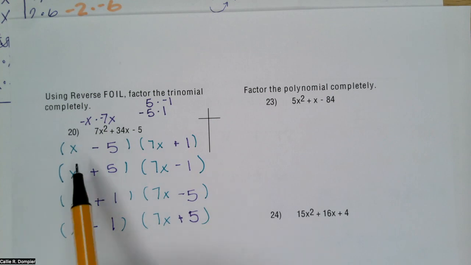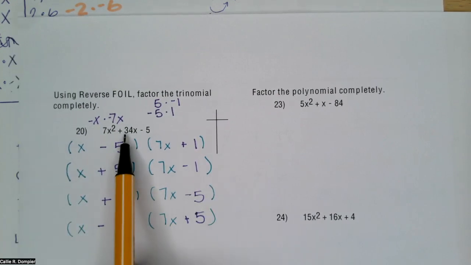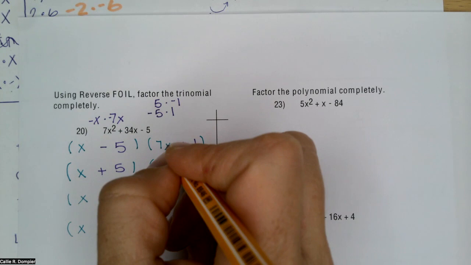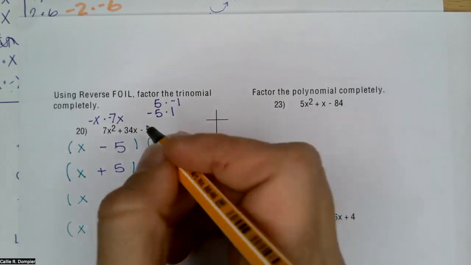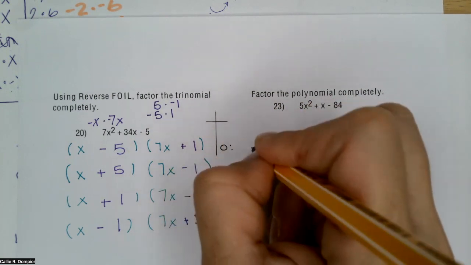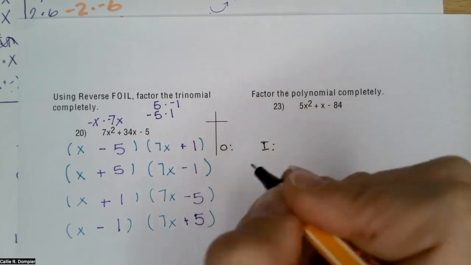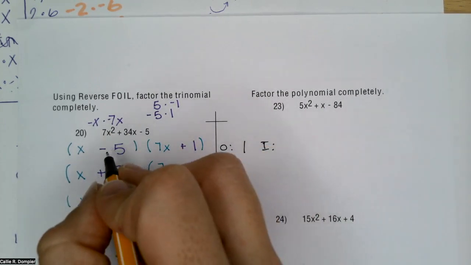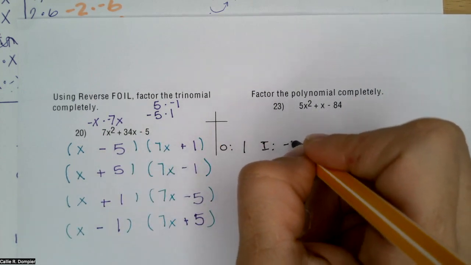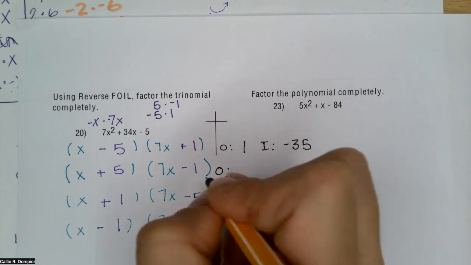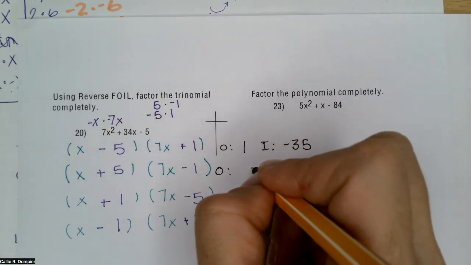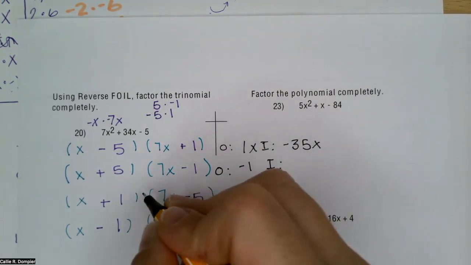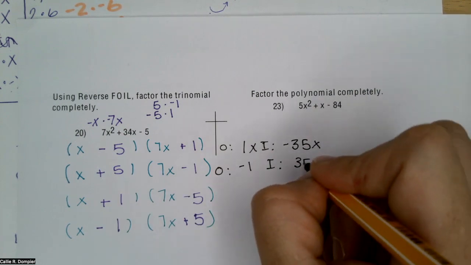Now, this is reverse FOIL. Which one of these actually turns out to give us positive 34x, okay? We know that first is always going to be 7x squared, and we know that last is always going to be negative 5. So we're just looking at O and I, and then we're going to add them. Outside is going to be 1. Inside is going to be negative 35. Ooh, we got it right on the first one. Outside here is going to be x. Inside is going to be positive 35x.